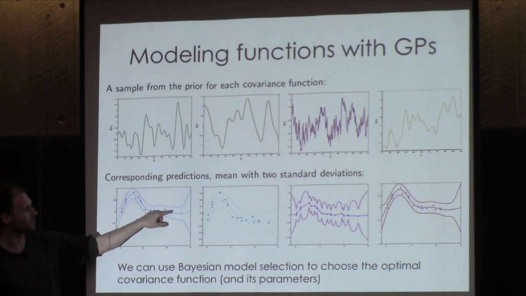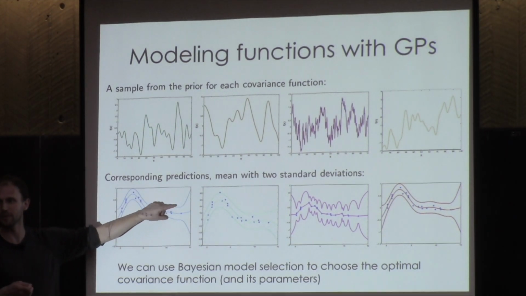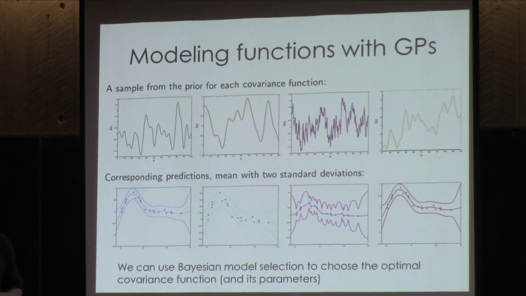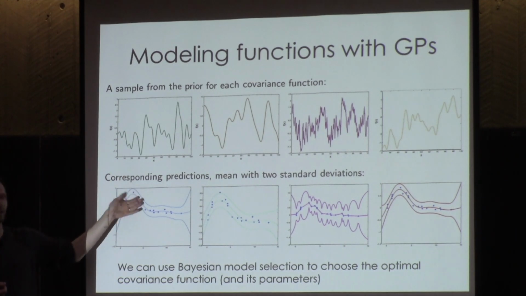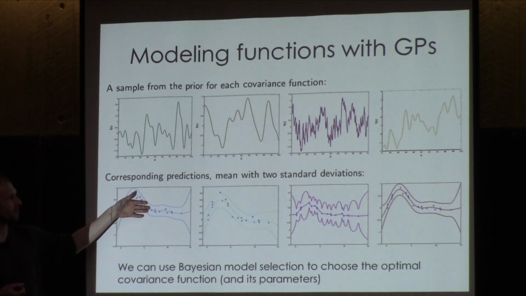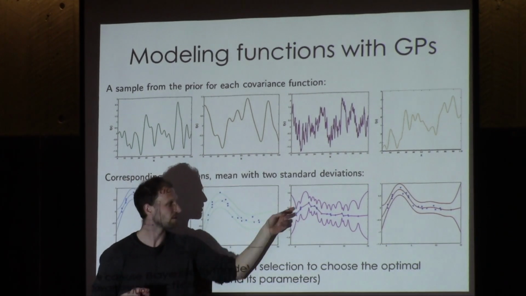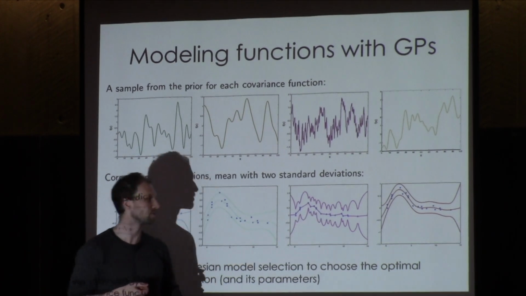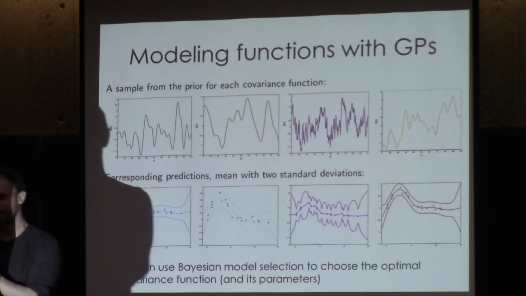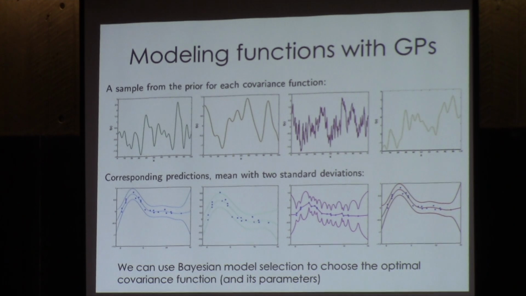So you can draw pictures like this where you have Bayesian credible intervals around a posterior mean. And depending on what covariance function you assume, you'll get different kinds of inferences, right? So if you have a very rough covariance function, then you're going to get results like this, where the uncertainty grows very rapidly as you move away from the training points.